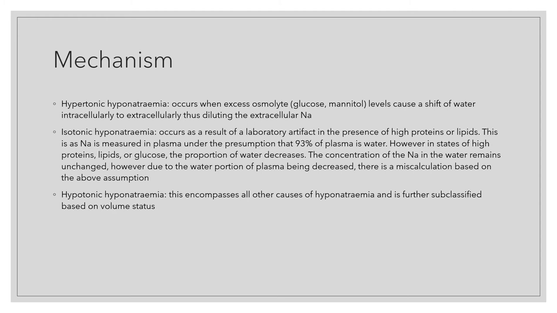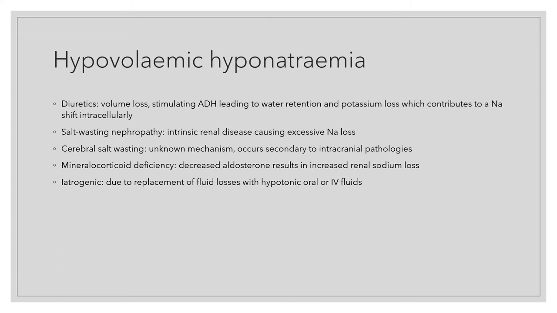Hypotonic hyponatremia encompasses all other causes of hyponatremia, and we'll further go through these different causes based on that separate subclassification. So the first one is hypovolemic hyponatremia, and just so you have an overview, the other two are euvolemic hyponatremia, and our final one will be hypervolemic hyponatremia. So the first one is hypovolemic hyponatremia, and we have a few different causes that can result in this.